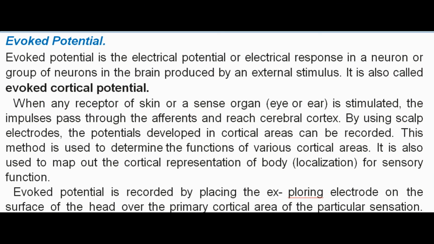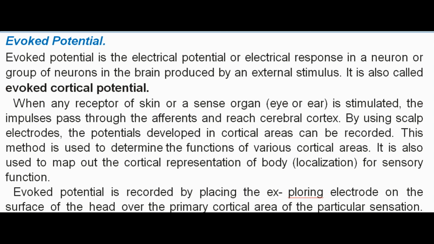Evoked potential. Evoked potential is the electrical potential or electrical response in a neuron or group of neurons in the brain produced by an external stimulus. It is also called evoked cortical potential. When any receptor of skin or a sense organ, eye or ear, is stimulated, the impulses pass through the afferents and reach cerebral cortex.